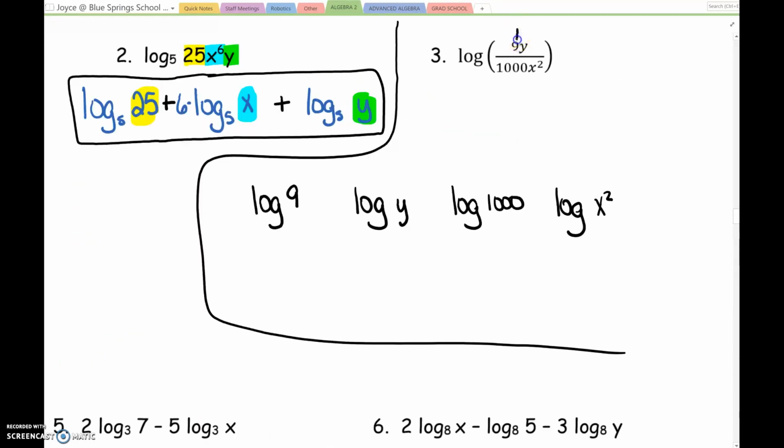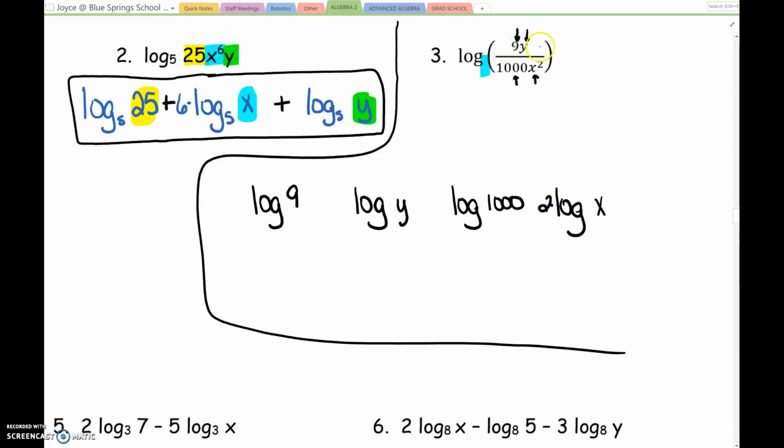So inside this log, I see 4 things: 9, y, 1000, and x squared. So I've got 4 logs. Notice that there is no base shown. That means it's base 10 and you don't have to write it in. So log 9, log y, log 1000, log x squared. We can take the square on that x and put it in front.